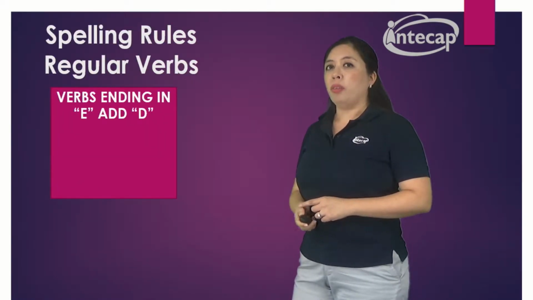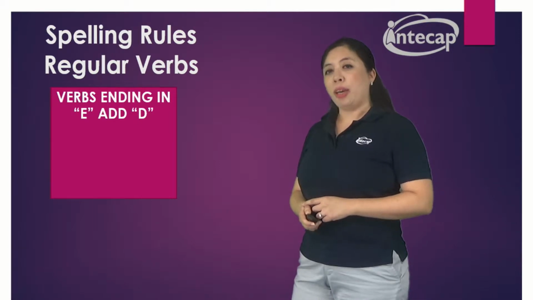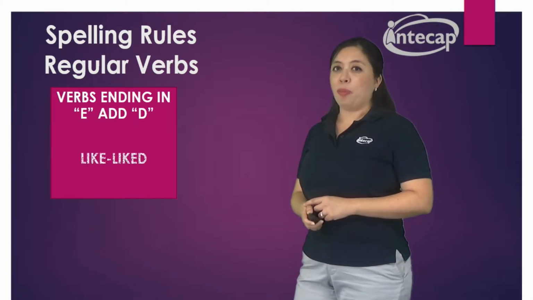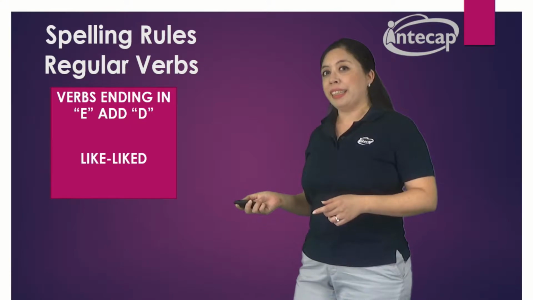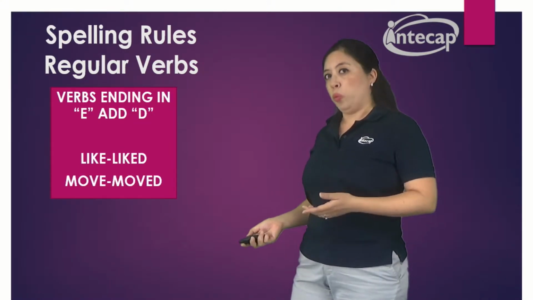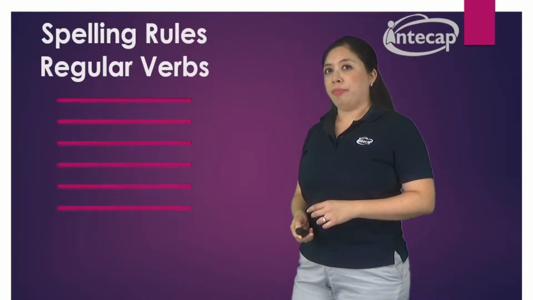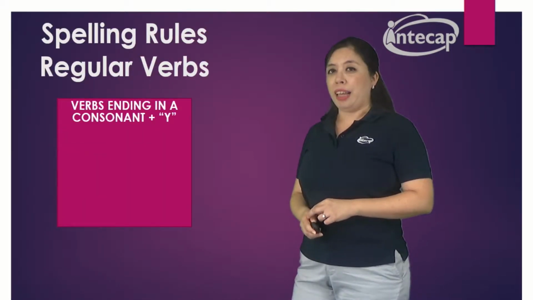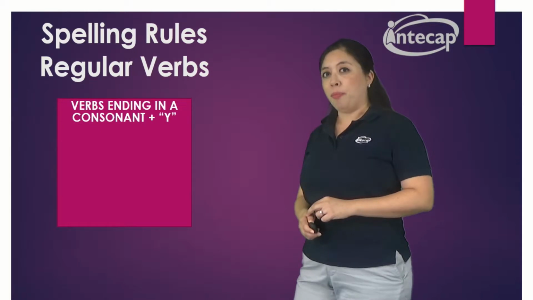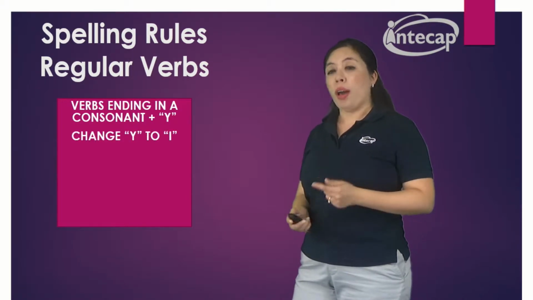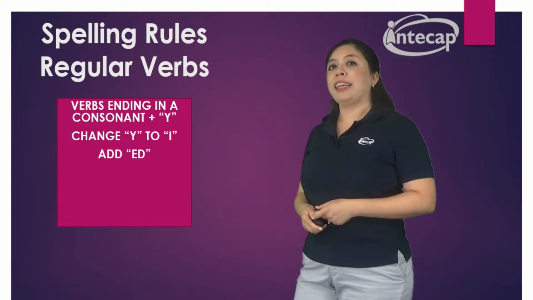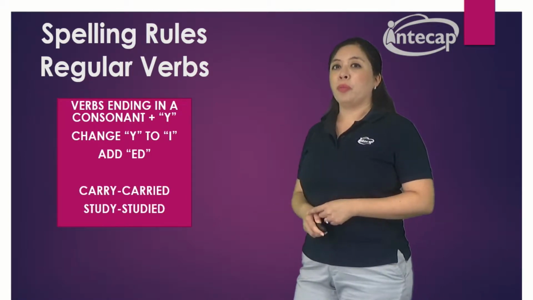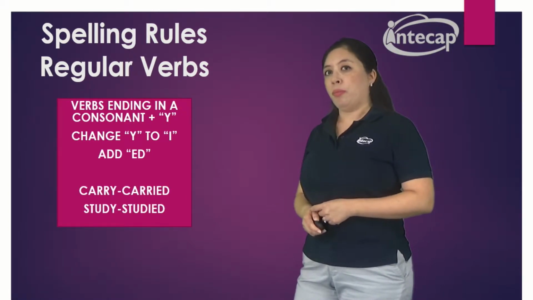Now we have the second example. All the verbs ending in e, we have to add d. For example, like, liked, move, moved. The other example is all the verbs ending in a consonant plus y, we have to change y to i and add ed. For example, carry, carried, study, studied.